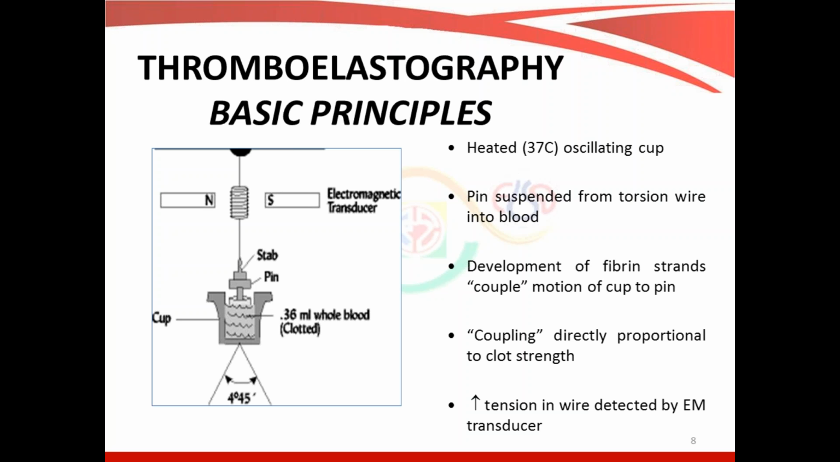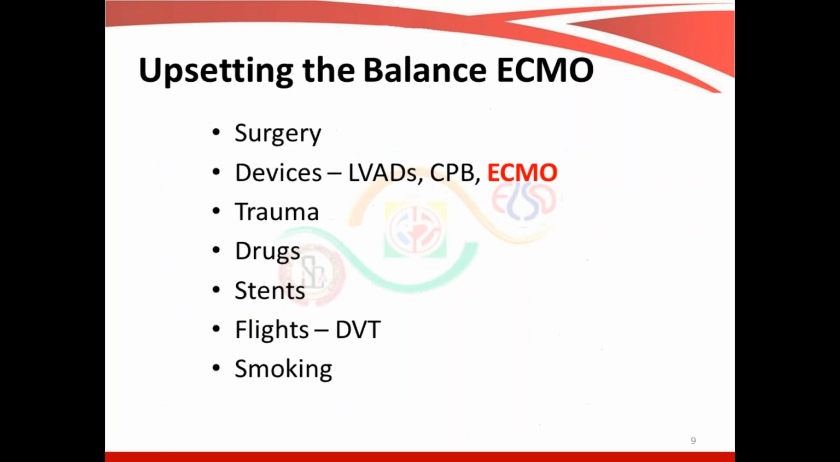Now, in the case of ROTEM, this cup is fixed. In the case of TEG, this pin and cup move together in a coupling motion, and this increases the tension in the wire, which is detected in the form of a signature by the electromagnetic field. So this is a viscoelastic property which is developed.